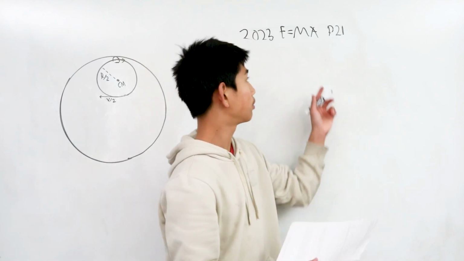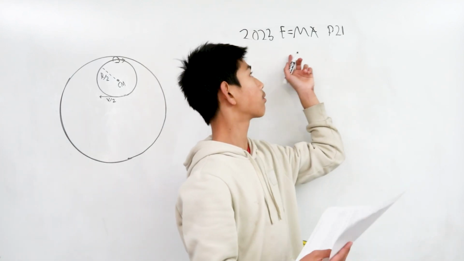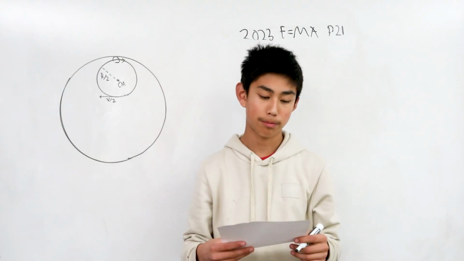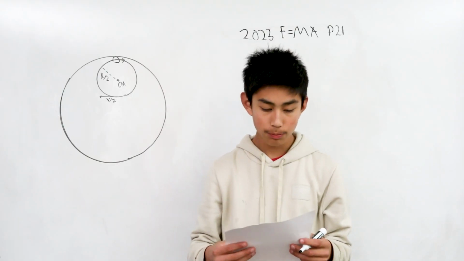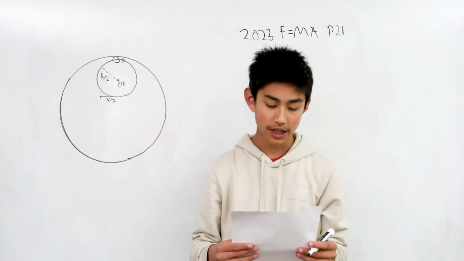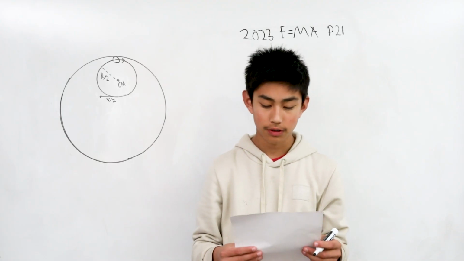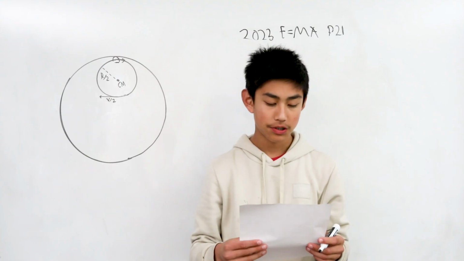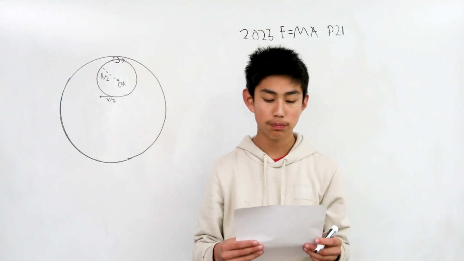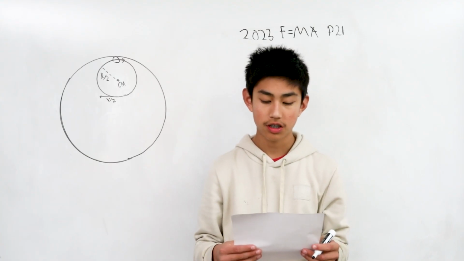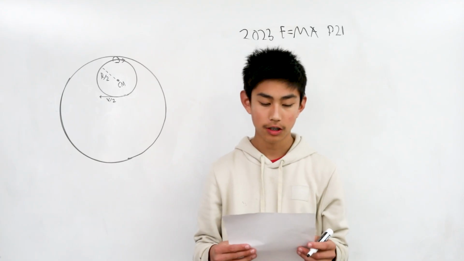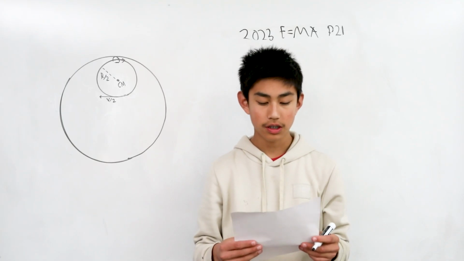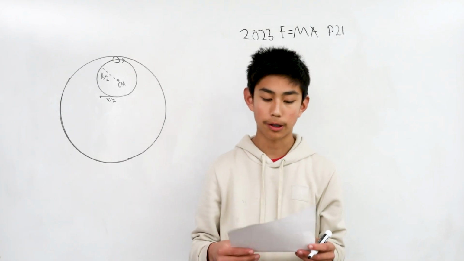We're solving problem 21 from the 2023 F equals MA exam. A smooth ring of radius r and mass m lies on a frictionless surface. A point mass, also of mass m, is placed just inside the ring and given a speed v tangent to the inner surface of the ring. How long does it take for the point mass to return to its initial position relative to the ring?